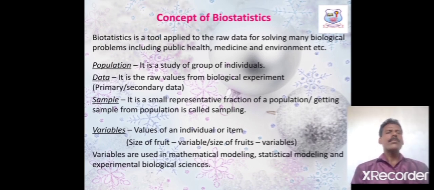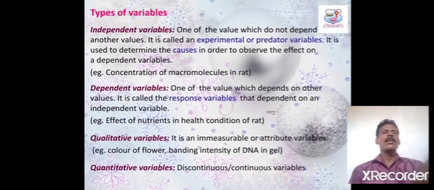For example, the size of the fruit. We may get different sizes of fruits as variables. Here each and every variable of the data is not the same. So you can consider the individual items as the variables. Variables are highly applicable for mathematical modeling, statistical modeling, and experimental biological sciences.